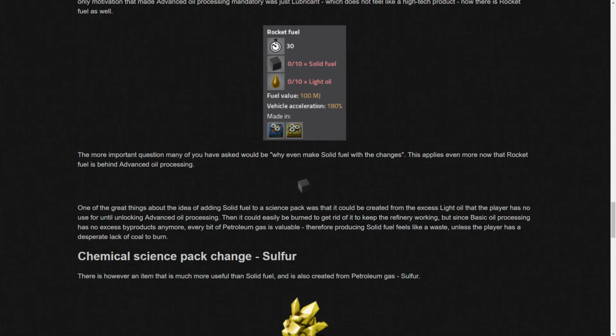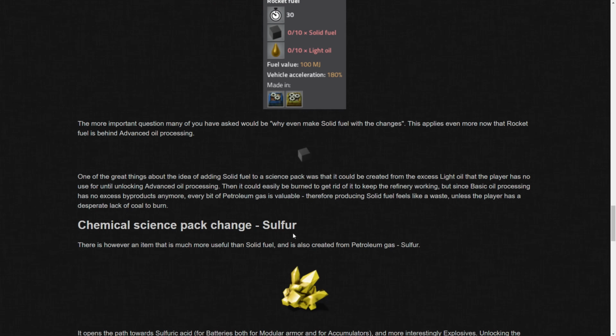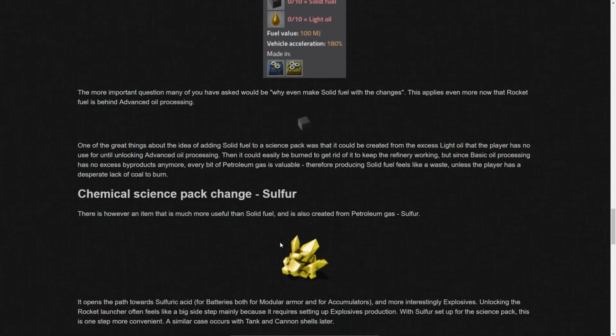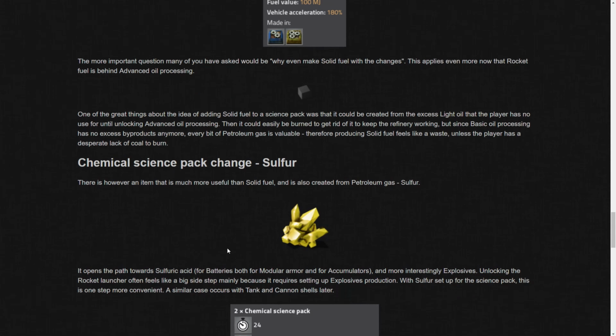So now, chemical science pack change. Chemical science is now going to require sulfur instead of solid fuel, which means that sulfur now has to leave your refinery. Before, the only thing sulfur was used for was explosives and sulfuric acid, both of which people tended to make at the refinery.